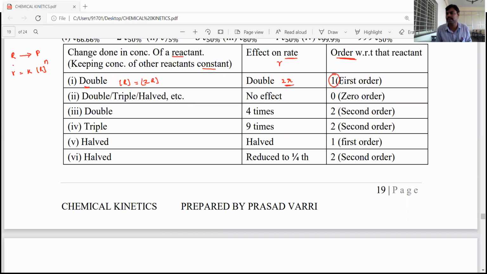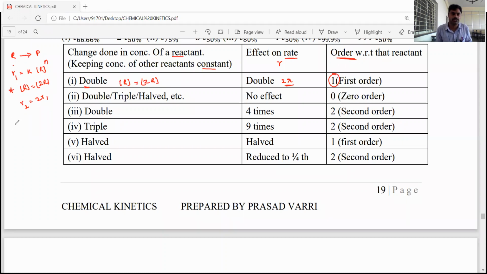In that case, the order should be equal to 1. How is it equal to 1? Let's see, dear students. For example, if the rate R is equal to the concentration of R, and you take 2R, then let the rate be R1, and R2 is equal to 2R1. It means the rate becomes double. So you have to use this relation and find out the rate.